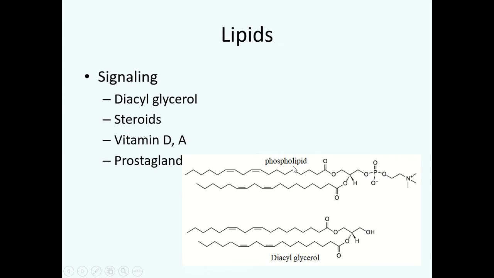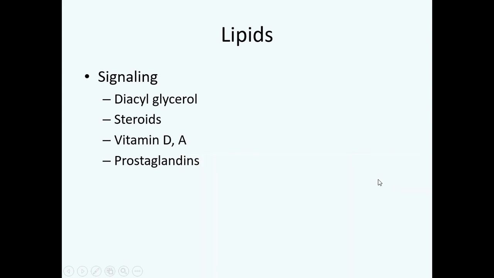So one such mechanism of signaling is that the membrane phospholipids, through a process by a specific enzyme, have their polar head group removed. Here you can see this is one fatty acyl chain. This is the second fatty acyl chain of this phospholipid, and this part is the polar head group.